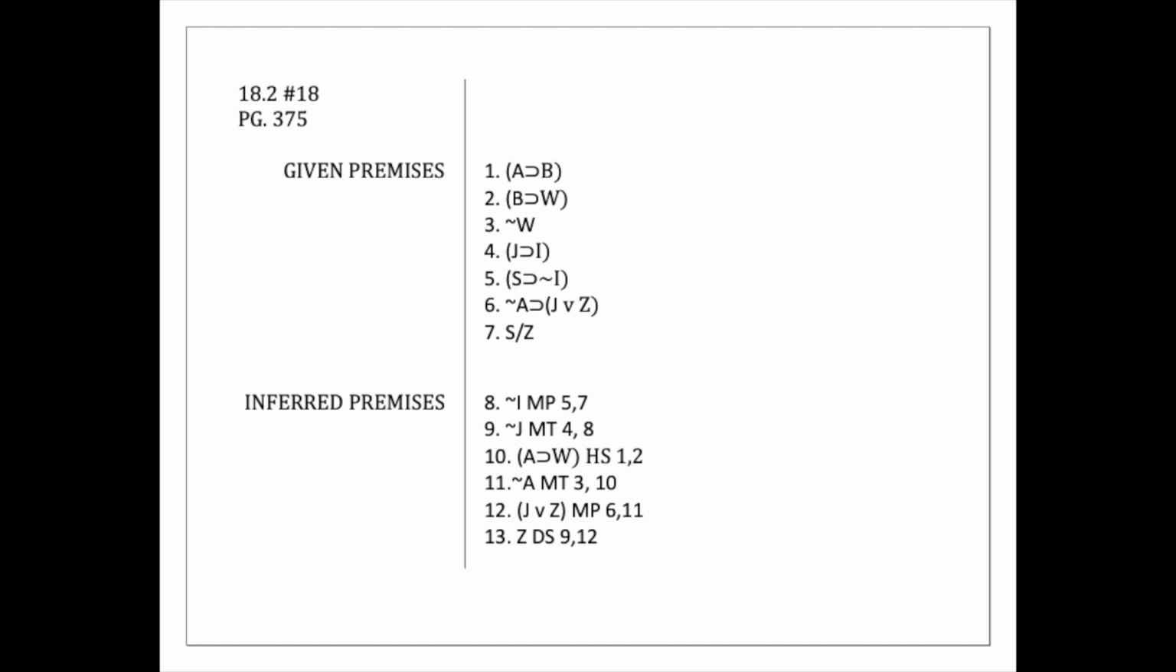Let's go back to premise 6 and let's affirm that disjunction by itself by performing a modus ponens argument. Premise 6 states, if not A, then J or Z. Premise 11 states not A. And so premise 12, we can infer J or Z based on the modus ponens rule 6 and 11. Once we have J or Z by itself, we can complete the proof. We have in premise 9, not J. And based on the disjunctive syllogism rule, we can infer Z.